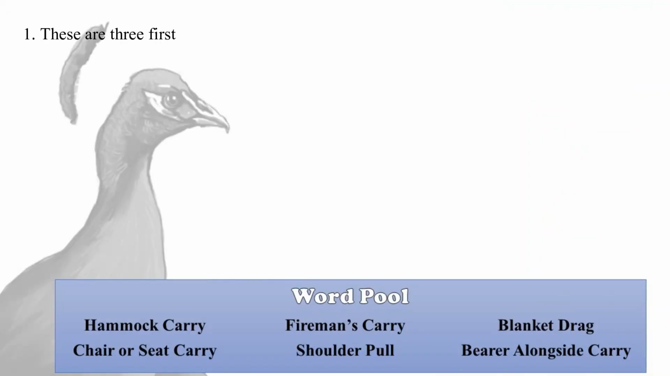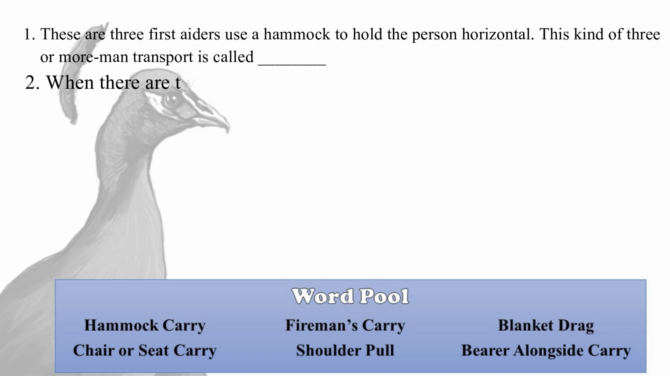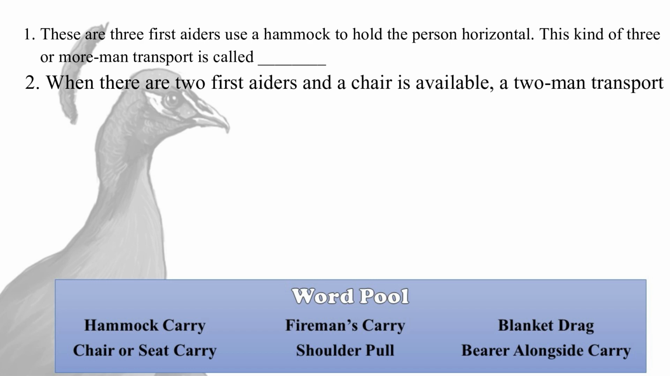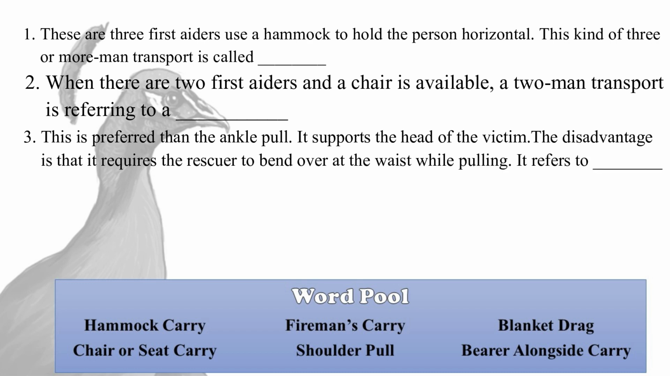1. When three first aiders use a hammock to hold the person horizontal, this kind of three or more man transport is called blank. 2. When there are two first aiders and a chair is available, a two-man transport is referred to as a blank. 3. This is preferred over the ankle pull. It supports the head of the victim. The disadvantage is that it requires the rescuer to bend over at the waist while pulling. It refers to blank.